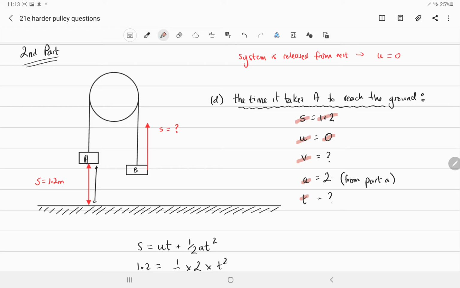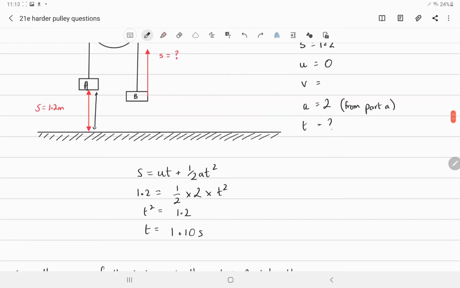A is the acceleration of the system. The acceleration we use for this is from part A. We have worked it out because the acceleration whenever we release the system has been worked out in part A. And T, the time it takes to hit the ground, that's something that we are asked to find out right now. So just looking at what we have and what we need, we have S, U, A, and we're looking for T.